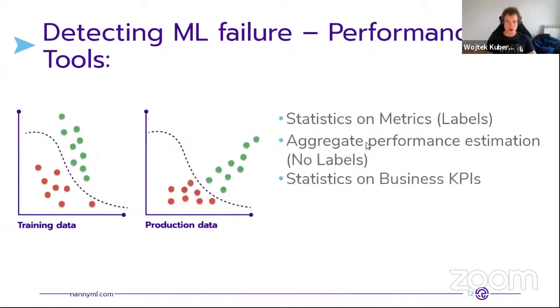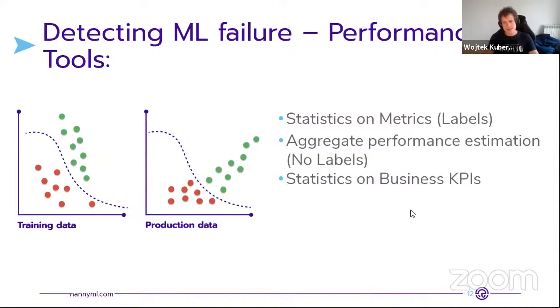Now, moving on to the last part of detecting machine learning failure. Here we try to directly measure performance, or at least estimate it. And the easy thing we can do is to just measure and do statistics on the metrics, on things like F beta scores, F1 scores, precisions, RMSEs, etc. If they change, then of course our model is failing, as simple as that.